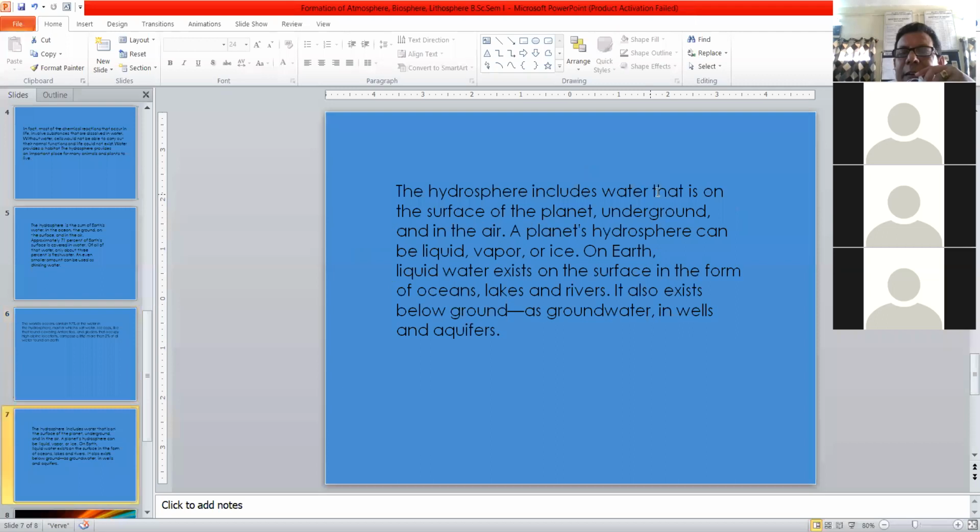The hydrosphere includes water on the surface of a planet, underground and in the air. The planet's hydrosphere can be liquid, vapor, or ice, existing on the surface of the oceans, lakes, rivers. It also exists below the ground surface in wells and aquifers. Aquifers and wells are nothing but the water table level, which occurs below the surface of the earth. That is the upper surface level of the water.